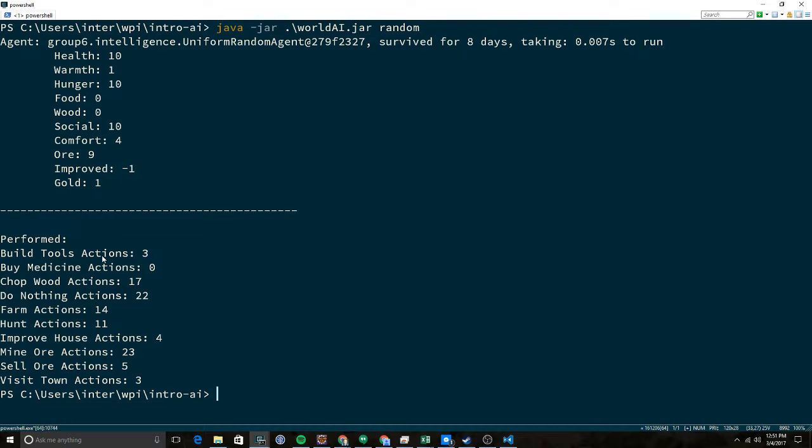And then at the bottom it tells us what actions were performed how many times. And so as you see here, they did some food and wood gathering and some mining, but then their tools broke, and they hadn't built enough to continue. So now we can run daily genetic, and that will take a while.